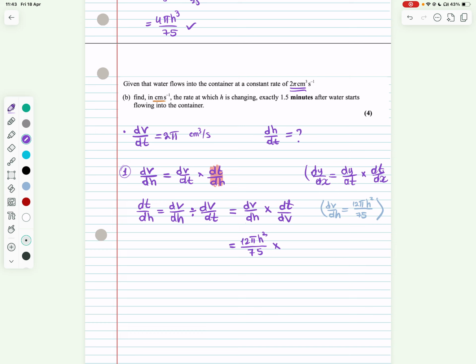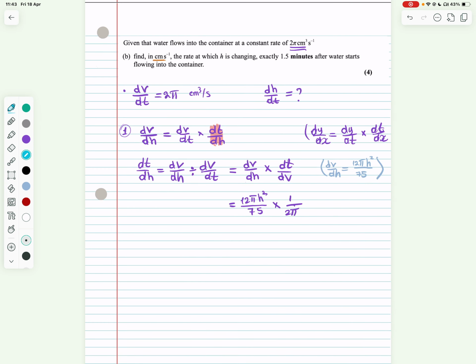So dt over dv is the vice versa of what we have been given, which is dv over dt, but I can write this as 1 over 2 pi, which is the reverse of dv over dt. Okay, so then I can simplify pi and pi, and 2 and 12. So I'm going to end up with 6 height squared divided by 75.